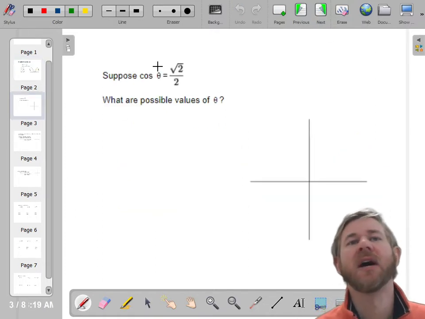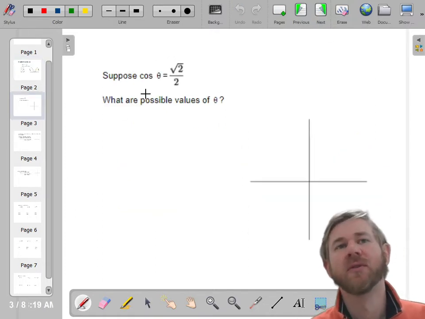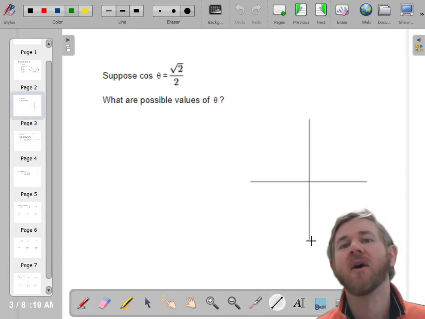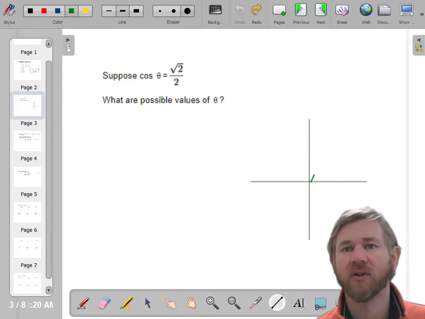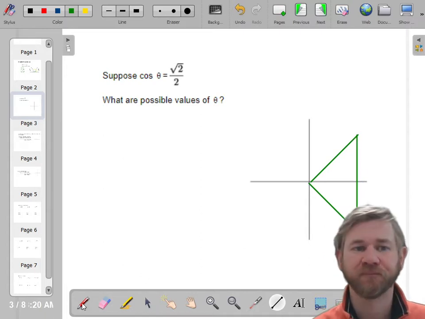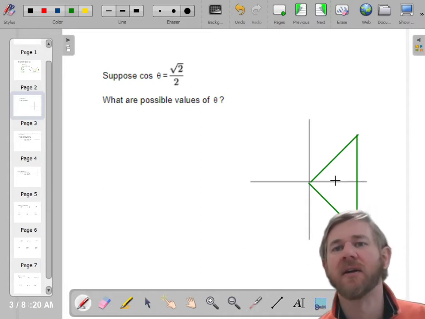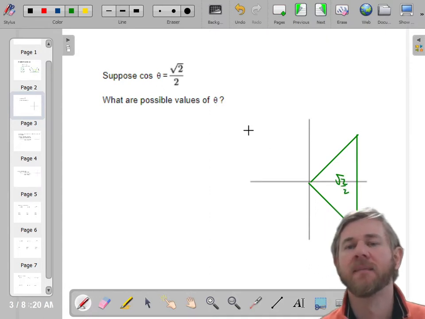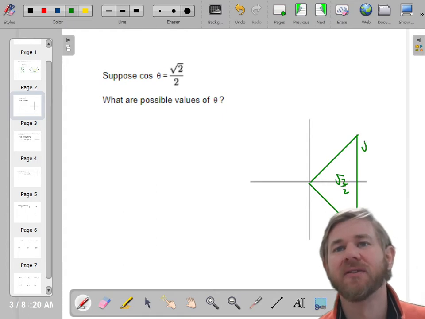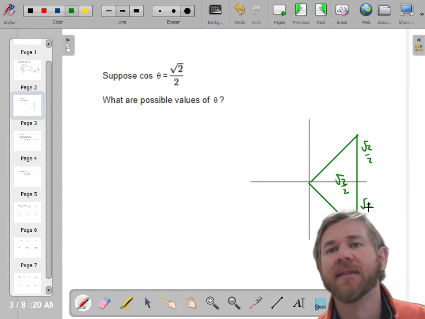It says cosine is radical 2 over 2. The cosine of theta is radical 2 over 2. Remember, cosine is positive on the right side on quadrants 1 and 4. So if I draw a triangle in the first quadrant and I draw a triangle in the fourth quadrant, and I can kind of connect these even. If cosine is radical 2 over 2, that's the x right here. And you should remember that, if it's radical 2 over 2, this is an isosceles triangle. So this is radical 2 over 2, and this is radical 2 over 2.